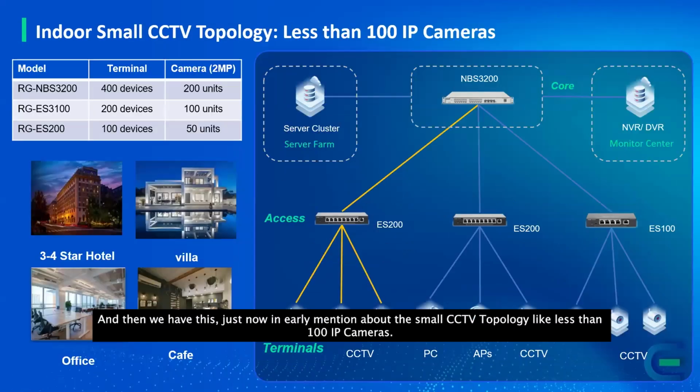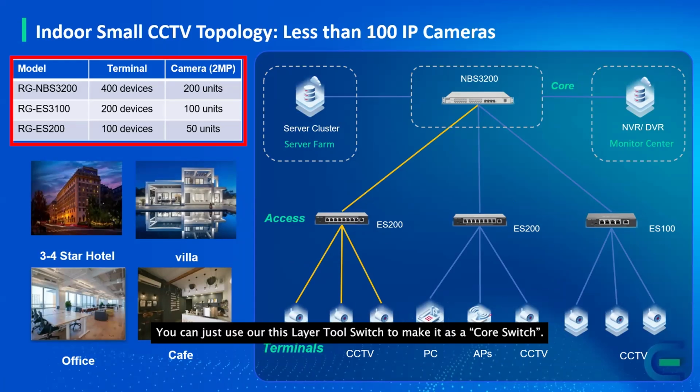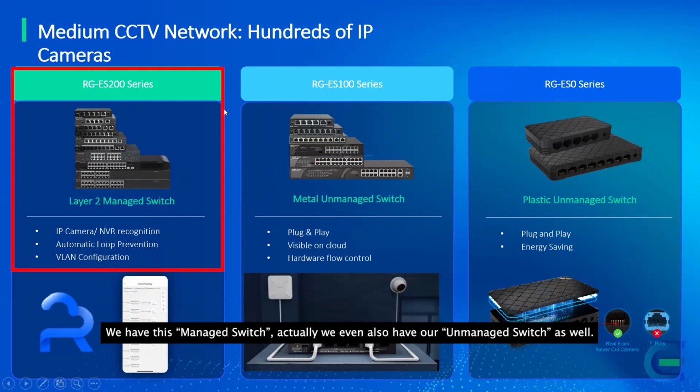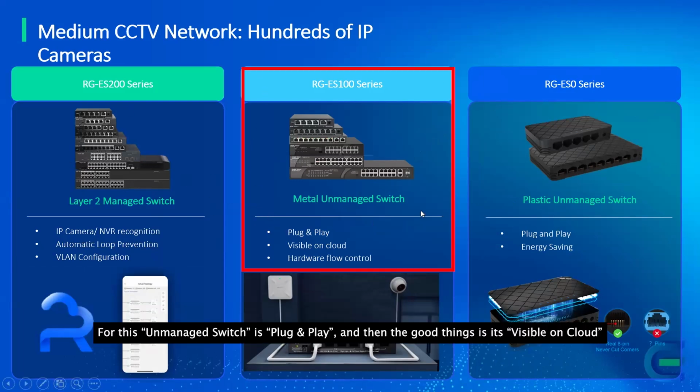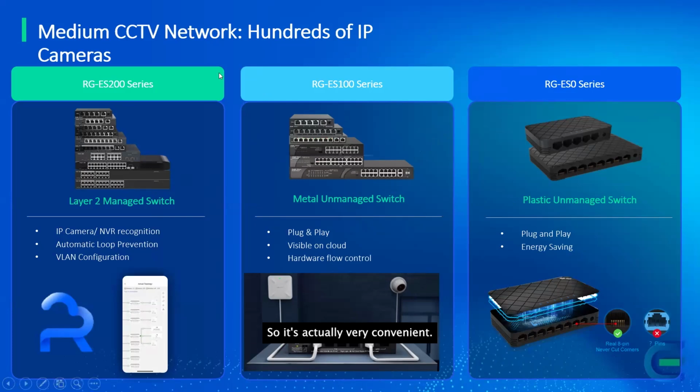Just now earlier we mentioned the small CCTV topologies with fewer than 100 IP cameras. You can just use a layer 2 switch as the core switch. Here are some of the products able to support small CCTV network solutions of less than around 100 cameras. We have the managed switch, and we also have our unmanaged switch. The unmanaged switch is plug and play, and one of the good things is that it's visible on cloud. So you can just use the cloud to monitor the status as well. It's actually very convenient.